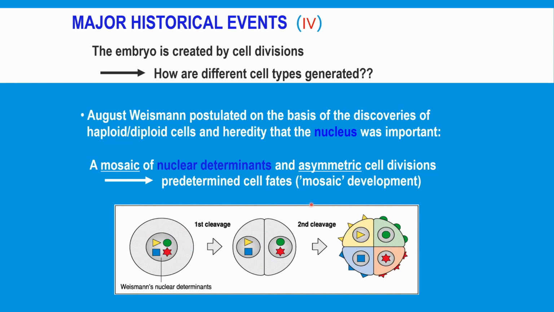And this model gives rise then to the 4 cell stage here, which is mosaic in cells. So mosaic implying that each cell is different. It's a mosaic of cell types already. And this model of early development is known as mosaic development.